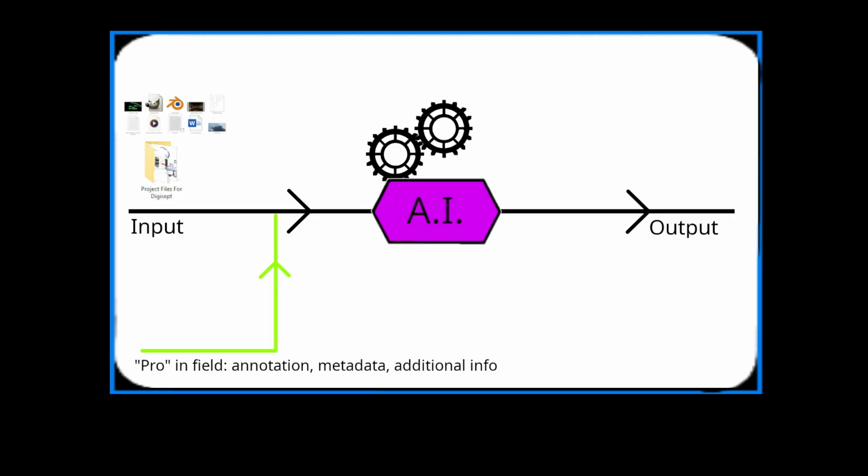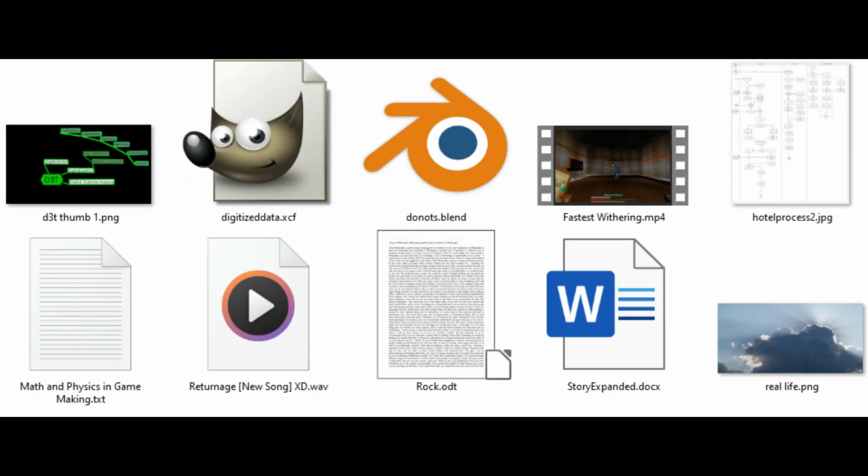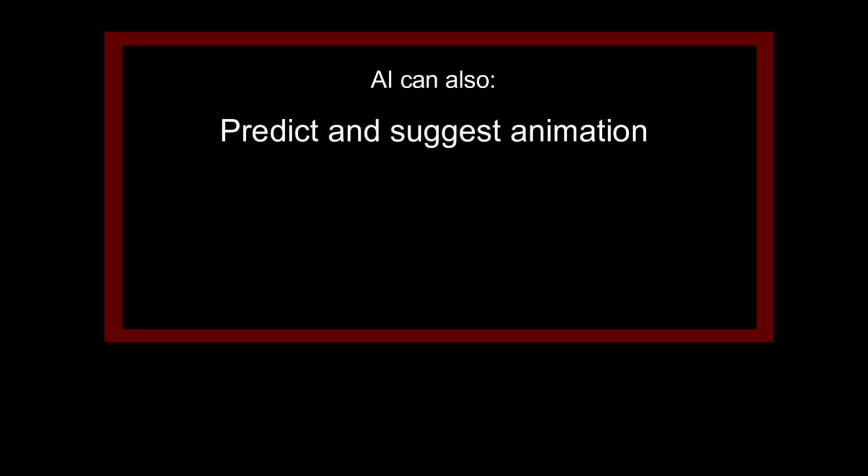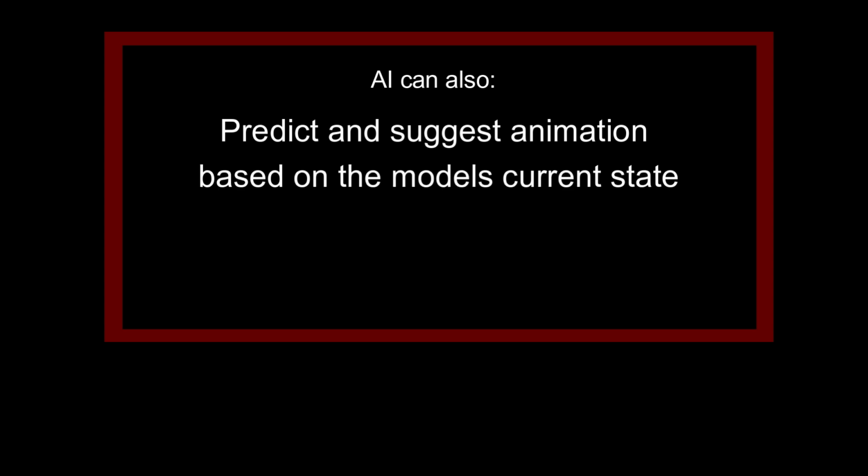In the 3D world, AI can create 3D models using photos or video snippets as reference. It can be precise depending on how specific we are using it. AI tools can predict and automate repetitive tasks. It needs to learn from existing data like movements to apply them. It can also predict and suggest animations based on the model's current state.